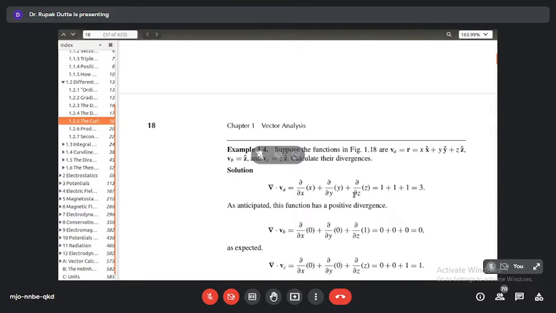Then let's say you want to find the divergence at the point (1, 1, 1), where x, y, z are 1, 1, 1. At that particular coordinate, the value of divergence will be all minus, so it is a negative quantity.